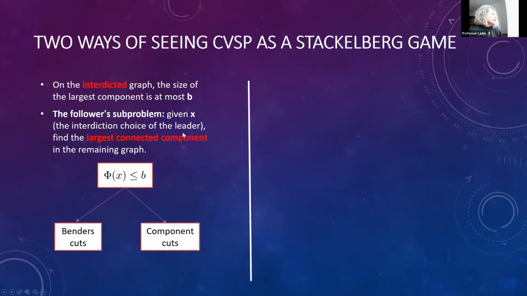And in that case, we can now define the follower subproblem, the lower level problem. The leader has removed the vertices. Now the follower looks into this network, and what is the optimization problem that the follower is solving? The follower searches for the largest connected component in this interdicted graph. And this is the value function constraint that we have to impose. We will say phi of x must be less or equal than b, where phi of x models the size of the largest connected component in the graph in which the vertices whose xv is equal to 1 are removed.